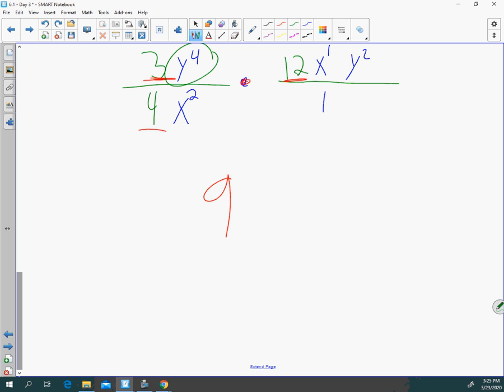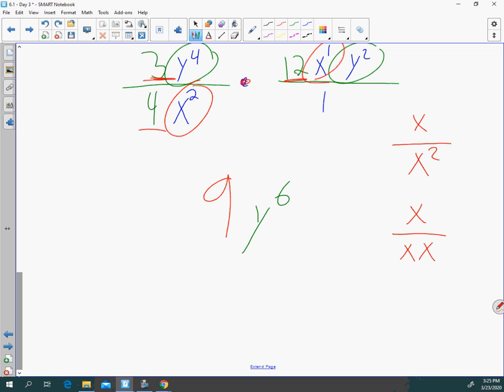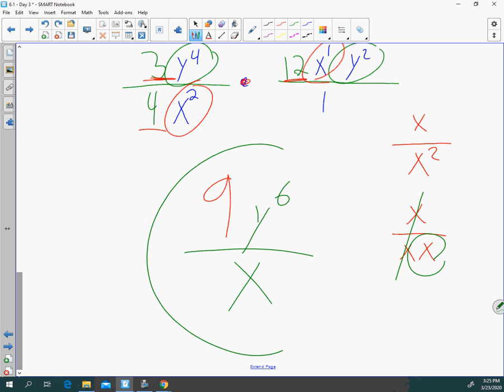a y to the 4th and a y squared. Guess what? That's y to the 6th. Now the x is a little bit tricky. It's an x squared and an x. Really, what that looks like is this. Where is there more x's? On the bottom. How many more? 1 more. So that guy is on the bottom. And that, ladies and gents, is my final answer.